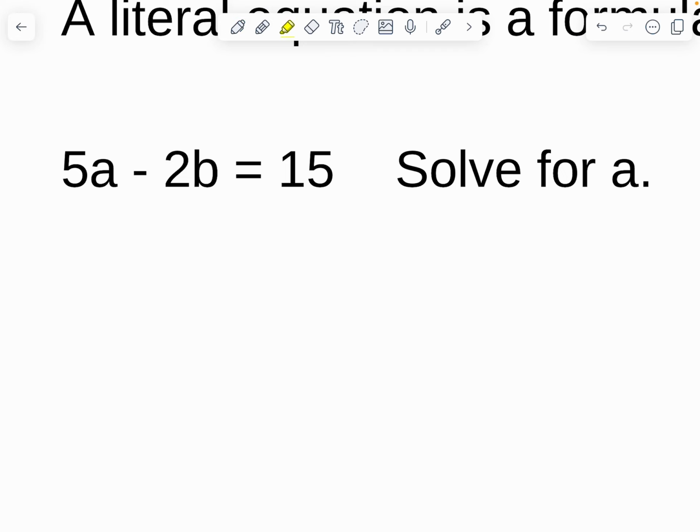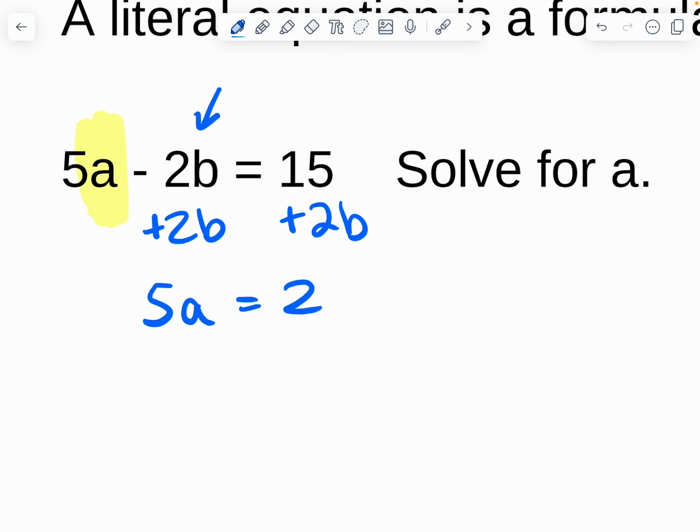This says that I'm going to solve for a. So this is what I want to get all by itself. So in order to do that, I need to move this to the other side of the equal sign. It is subtracting 2b right now, so the inverse operation, or doing the opposite, would be adding. So 5a equals 2b plus 15.